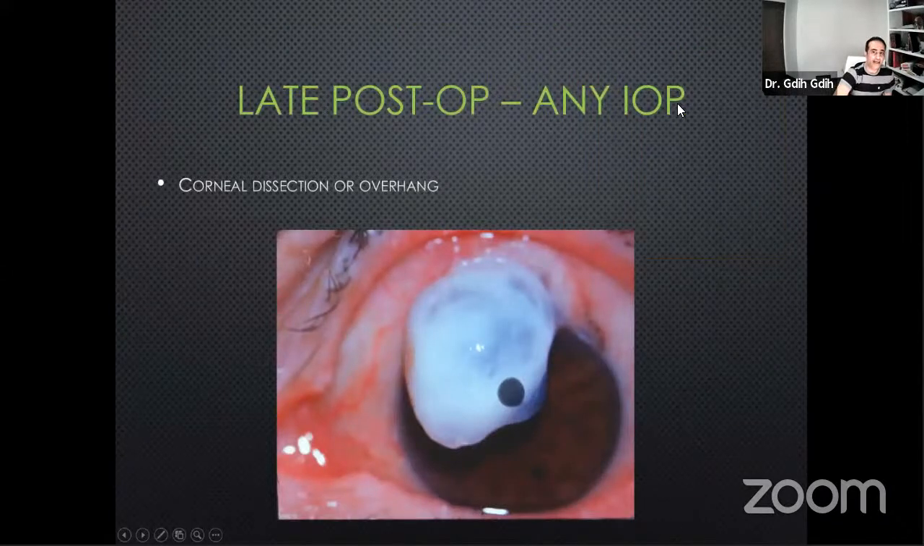Late post-op, with any IOP, you can also have something called a corneal dissecting or overhanging bleb.